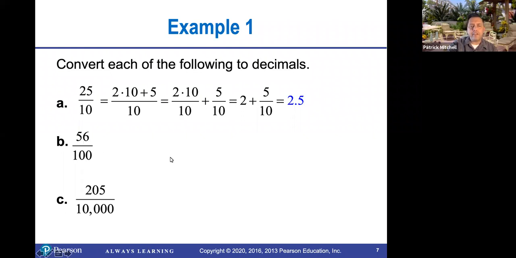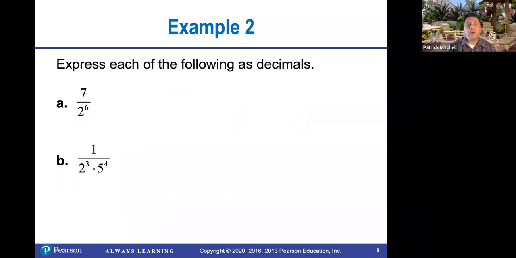56 hundredths is written 0.56. 205 10,000ths is written like this. Notice the 0 between the decimal point and the 2. That's very important. If that wasn't there, then that decimal would be 205 thousandths.